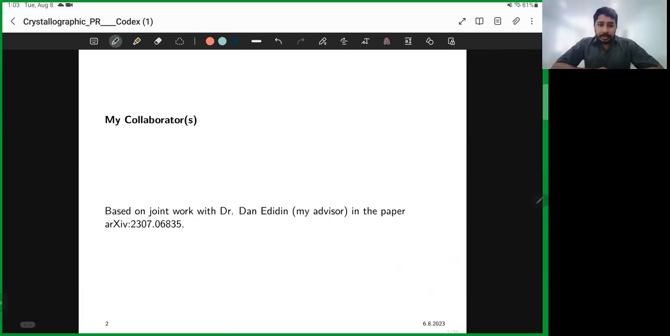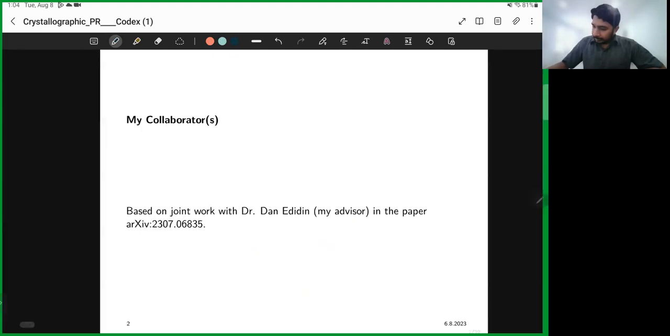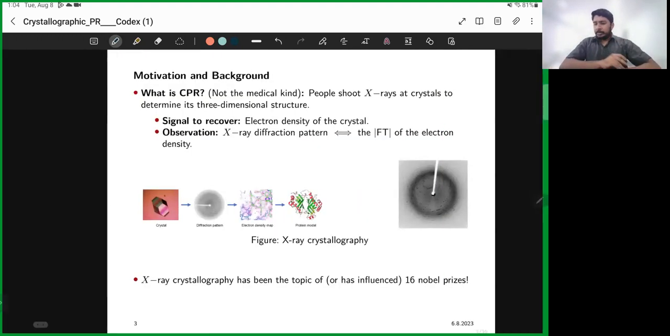And on that note, I'm here to talk about the generic crystallographic phase retrieval problem. This is based on joint work with Dr. Dan Edidin, who's also in the audience, who's my advisor at the University of Missouri. And this is based on our paper together, which is now present on the arXiv under the same title, Generic Crystallographic Phase Retrieval.